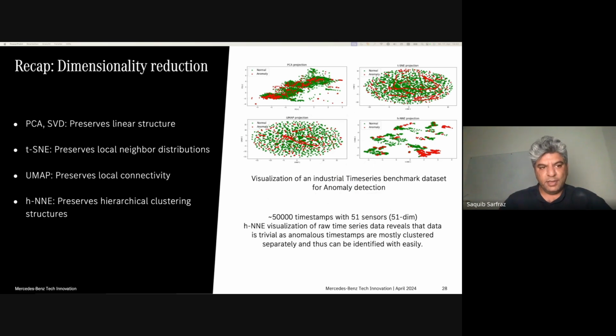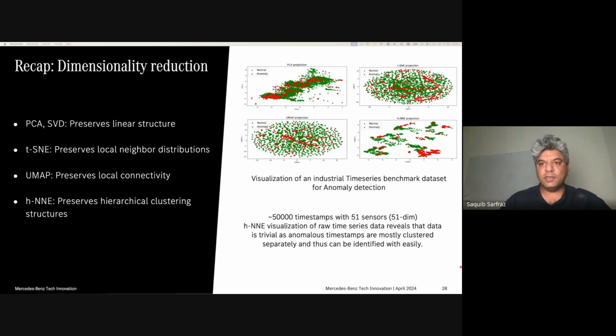So as a recap for this dimensionality reduction, you can understand the difference between different dimensionality reduction algorithms. PCA or SVD preserve linear structure. t-SNE preserves local neighborhood distribution. UMAP preserves local connectivity, and h-NNE preserves hierarchical clustering structures.